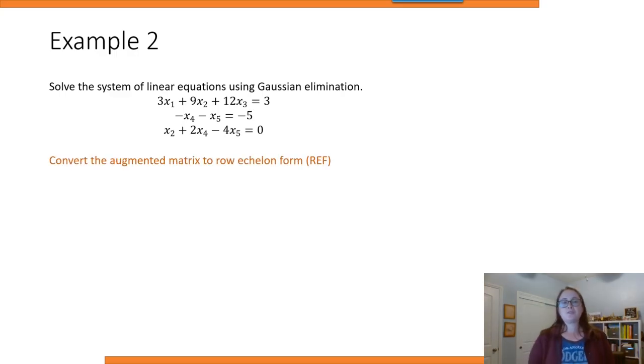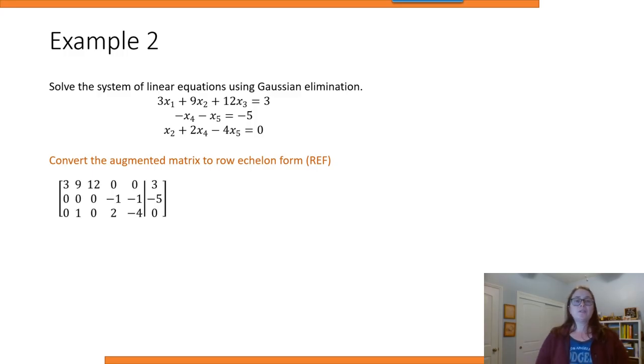Okay, so first thing we've got to do is convert the augmented matrix to row echelon form. So I'm going to pull out all the coefficients. Remember column 1 is for x1, column 2 is for x2, and so on until we get to the end. Then we put a bar, and the numbers from the right side of each equation go there. So I get a matrix that looks like this. The first row is 3, 9, 12, 0, 0, 3. The second row is 3 zeros and then negative 1, negative 1, negative 5. And the third row is 0, 1, 0, 2, negative 4, 0. Hopefully you can see where I pulled all of that out to get that augmented matrix.